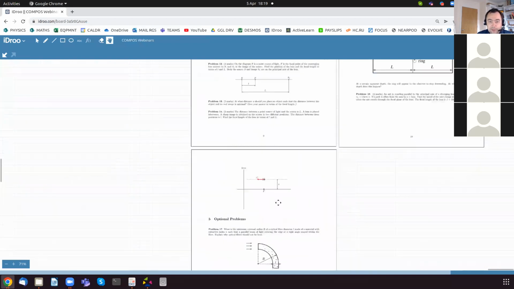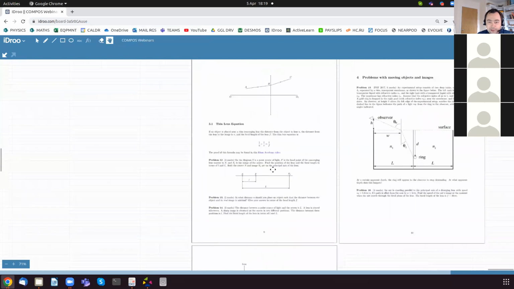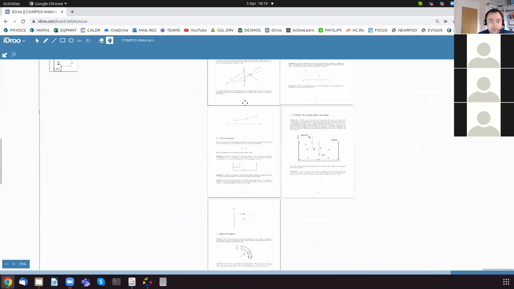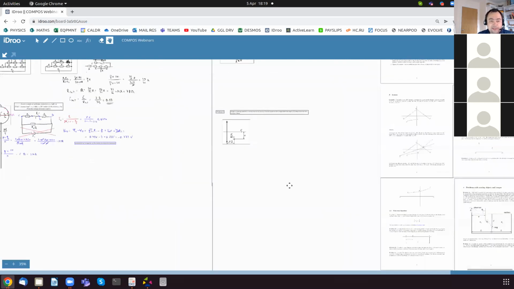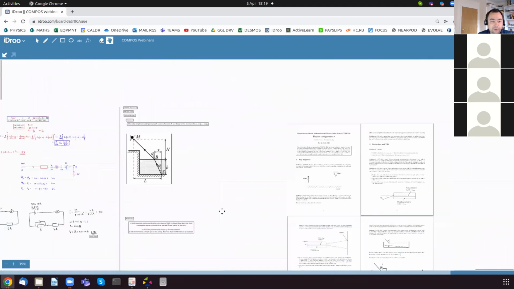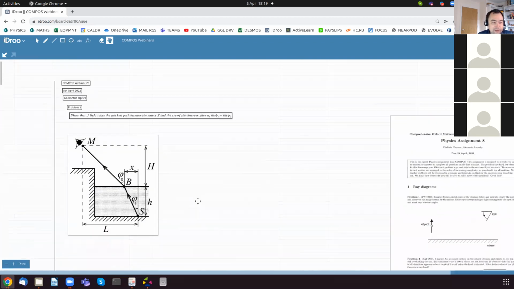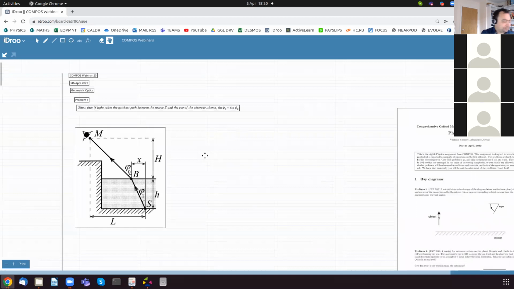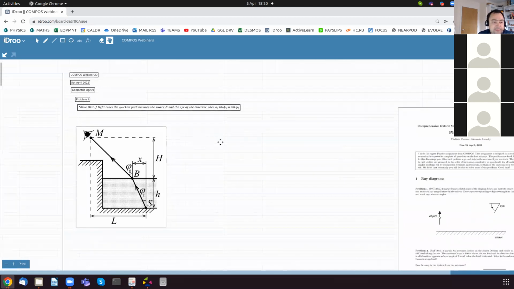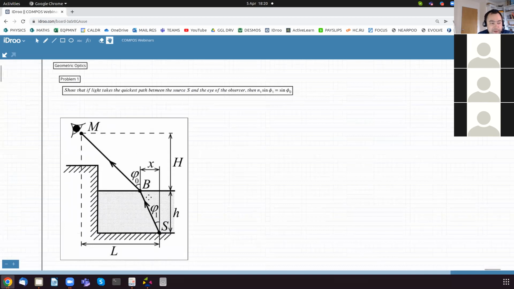Okay, so today I'm going to talk about some of these problems, some very similar problems. So the first question. It says, consider light traveling from S to M.